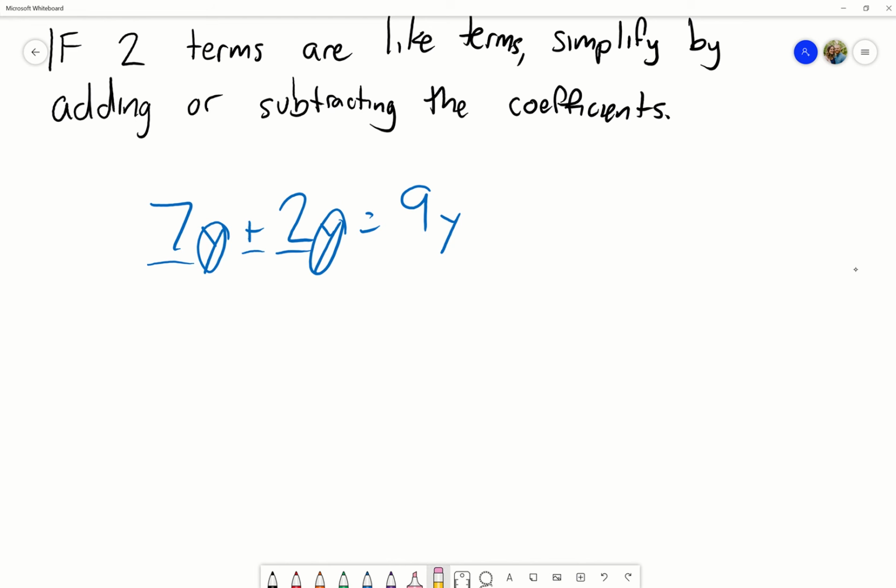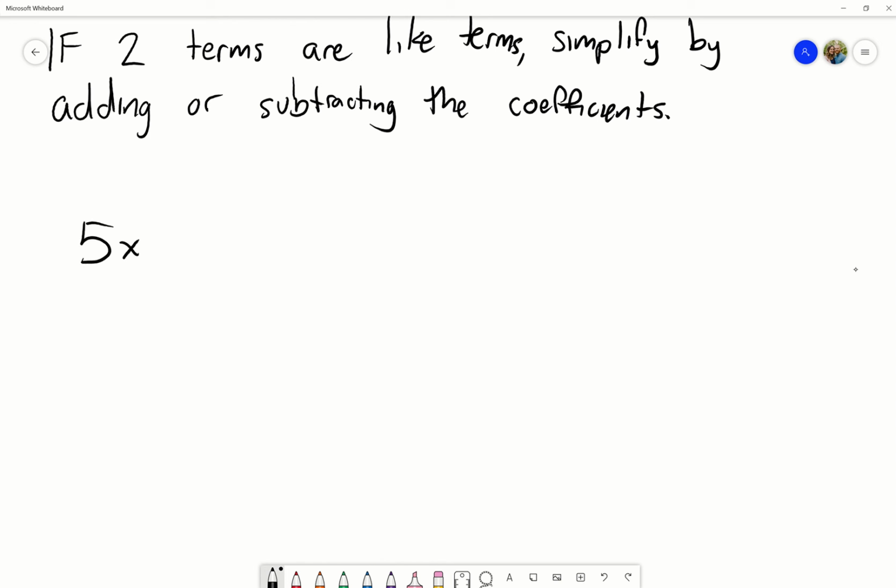All right, what if I had, this one's going to be a little bigger, so follow along with me. 5x cubed plus 3y plus 7x cubed minus 2y minus 4x squared. All right, so here is a bigger problem, and I want to simplify it in whatever ways I can.